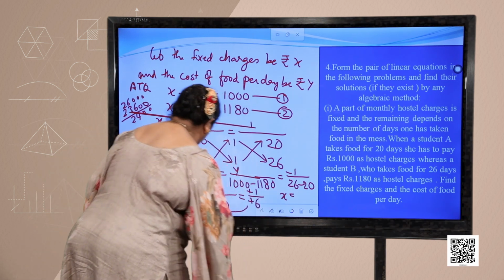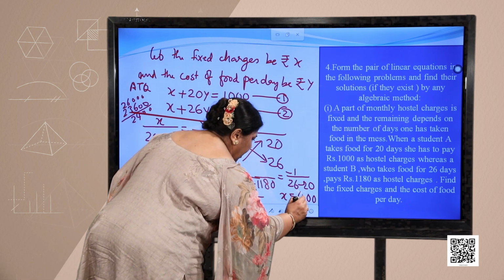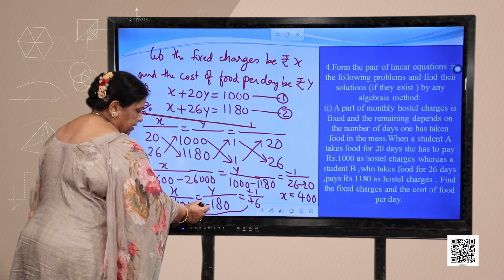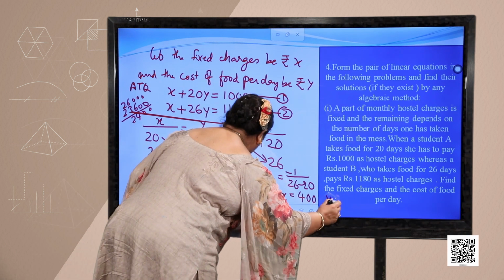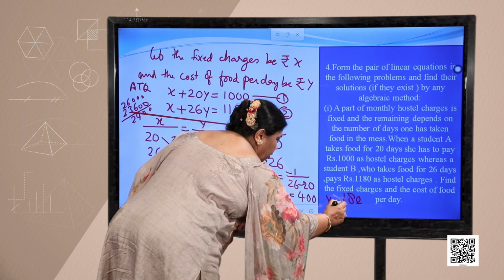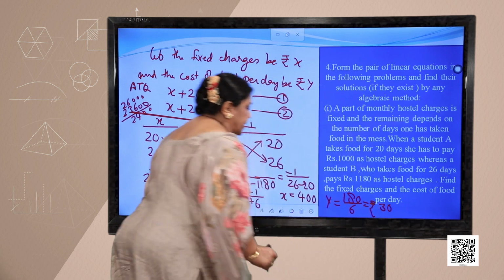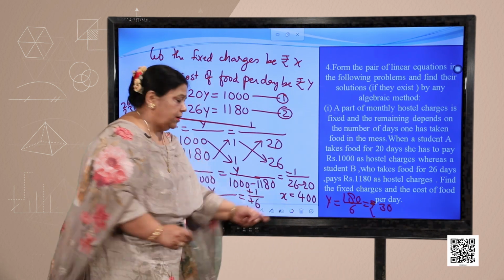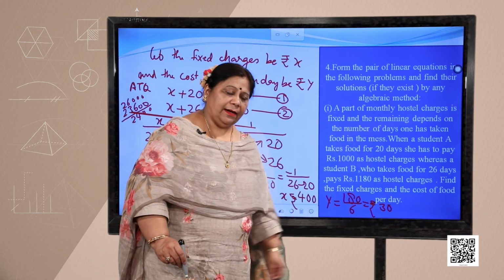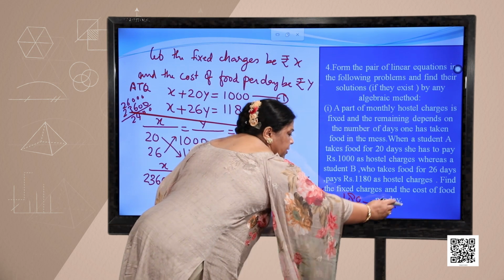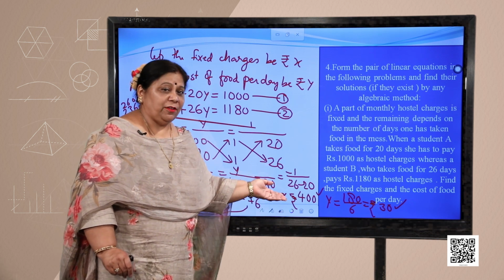Now, if I solve x and constant, what do I get? x is equal to 2400 by 6 gives me 400 rupees. And what about y upon minus 180? It will be y is equal to 180 upon 6. So, it is 30 rupees. So, we have got the answer. Fixed charges are rupees 400 and charges for food per day is rupees 30. This way we can find out the charges. I hope you have understood this. Now, let us go to the next part of this question.